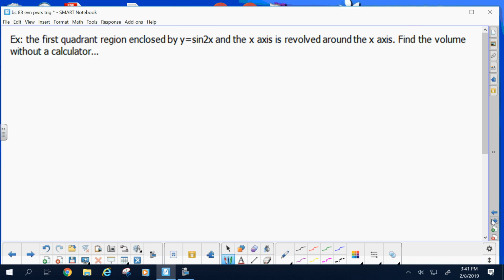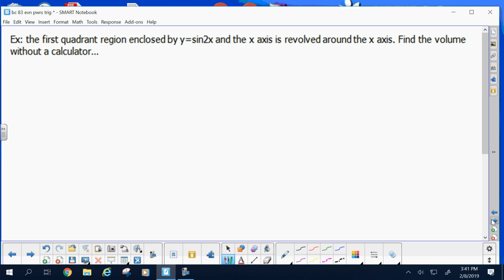Last but not least, an application problem. You try this one. This is good. Combination of skill problems. Give it a go and see what you think. Pause the recording now. All right, did you really try it yourself, or are you always waiting for me to do it for you?